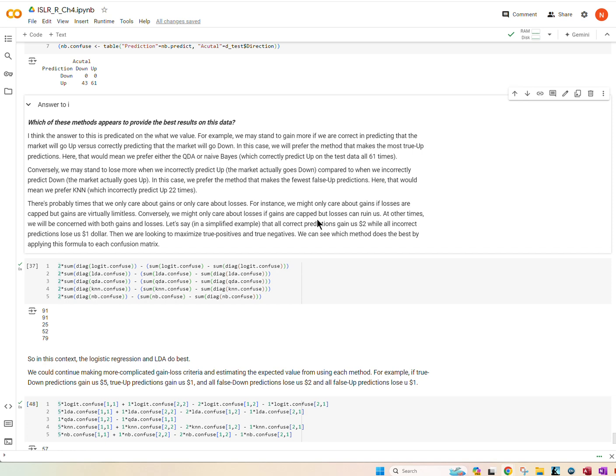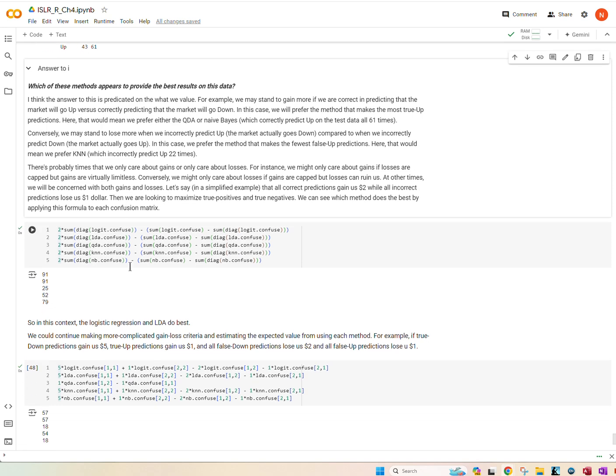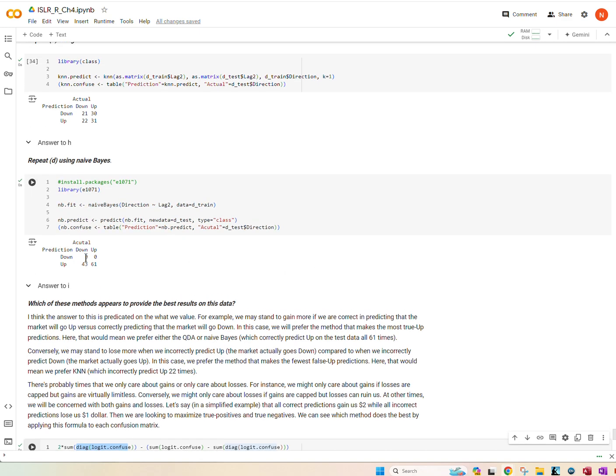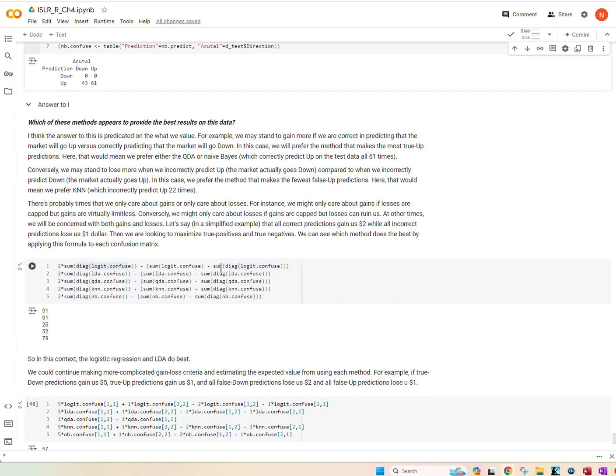So for example, let's say that our correct predictions gain us $2, but all losses lose us $1. Then what we want to do is play those scenarios out. You can do that with this code. I'm going to take 2 times my correct predictions, which is just the sum of the main diagonal of my confusion matrix, so in other words down-down, up-up, minus the, I don't know what that is, but the opposite diagonal is what I'll call it. We can do that with this code here.